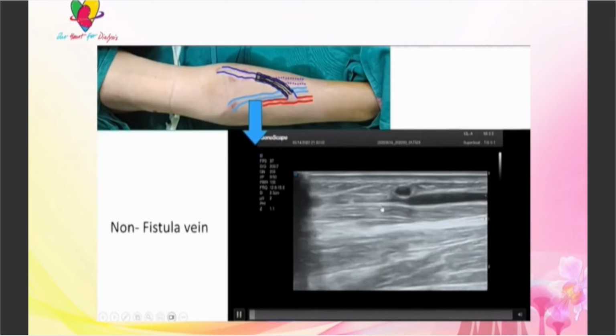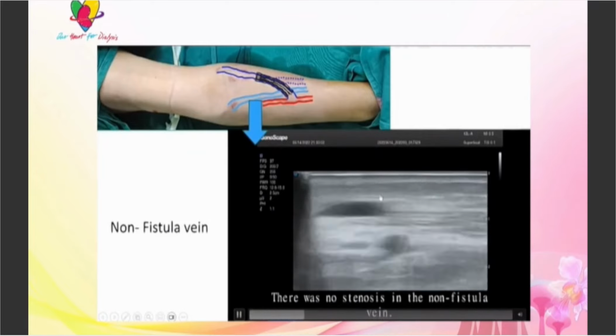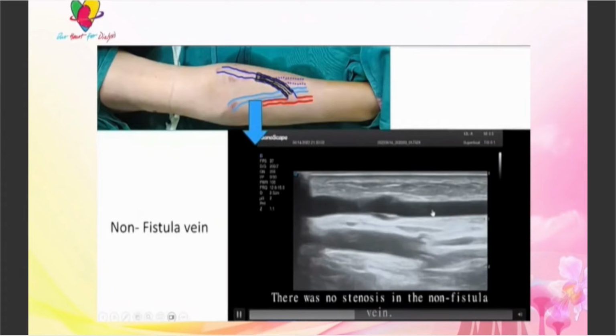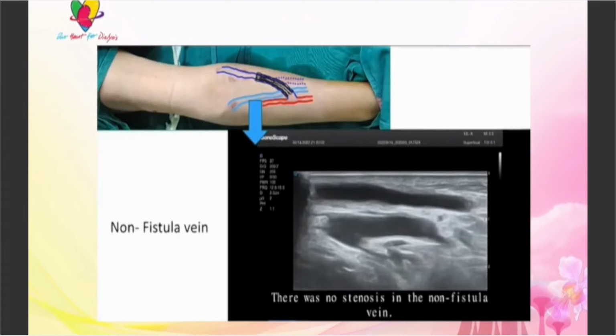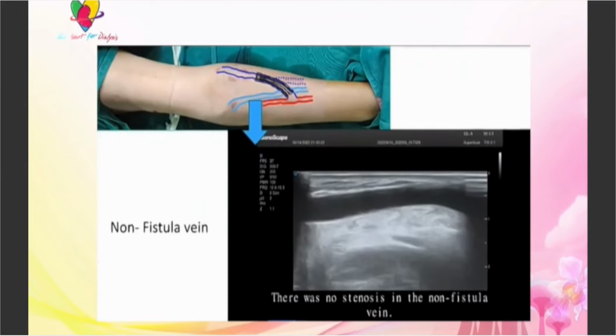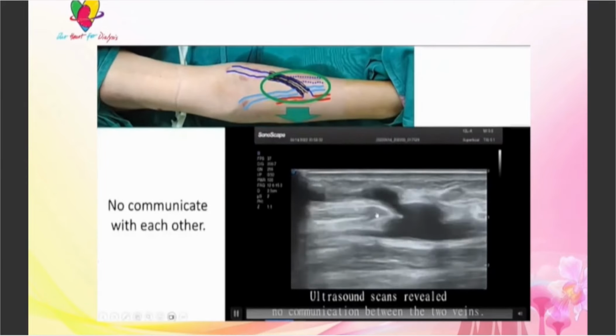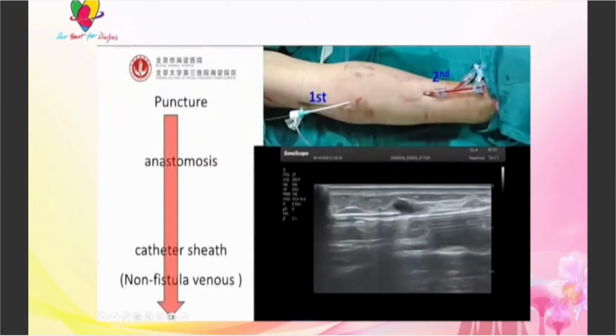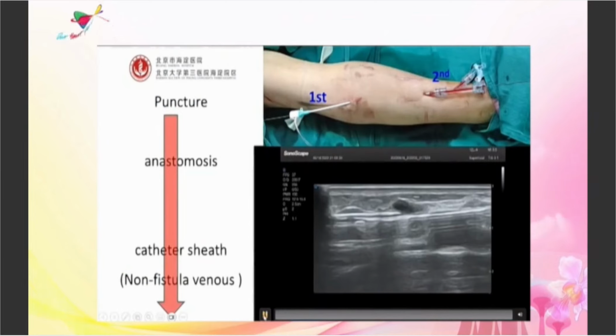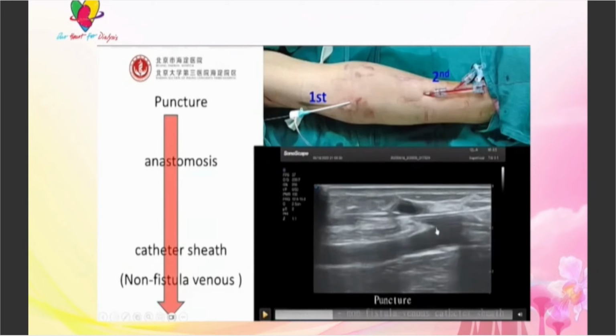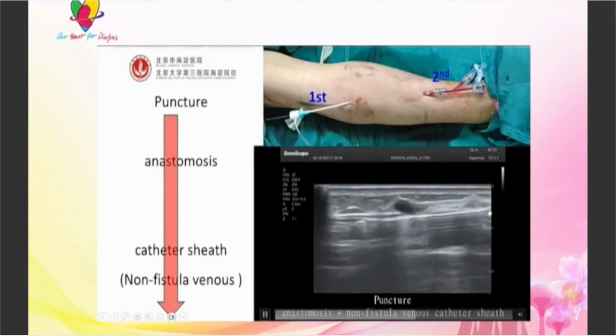This is a non-fascicular vein. We can see there is no stenosis in the vein. The two veins now communicate with each other. So first, we place a 6 French sheath into the non-fascicular vein, and then we puncture from the anastomosis to the catheter sheath. It's from the non-fascicular vein, like this. This is a puncture needle. This is the sheath.